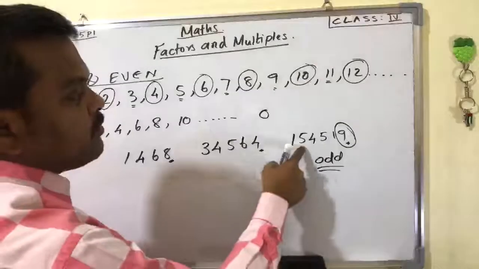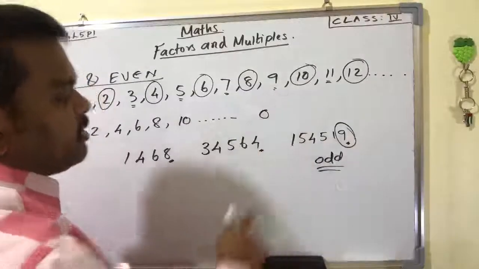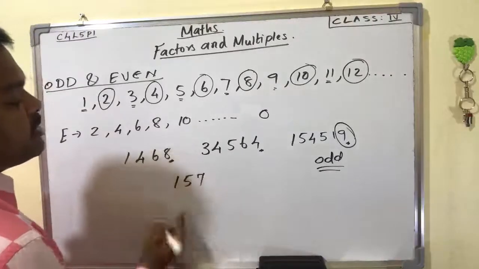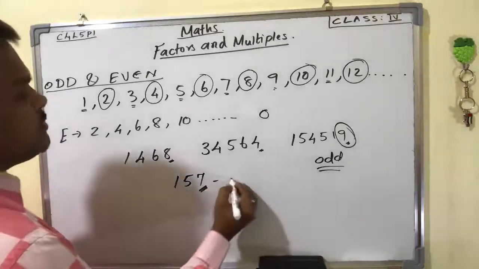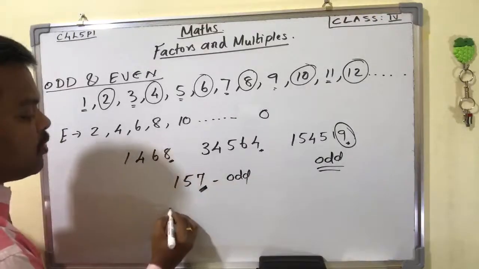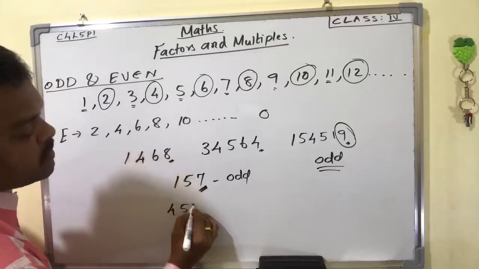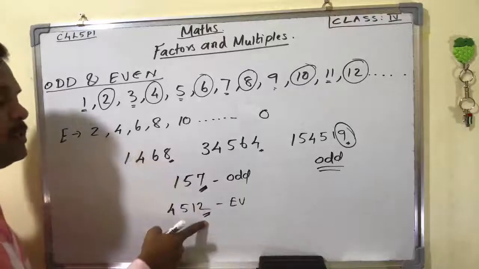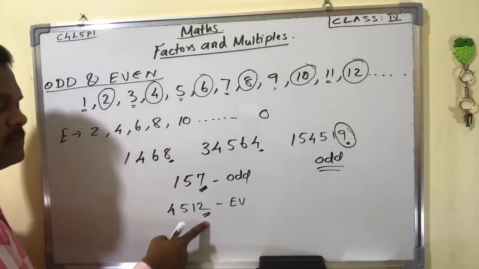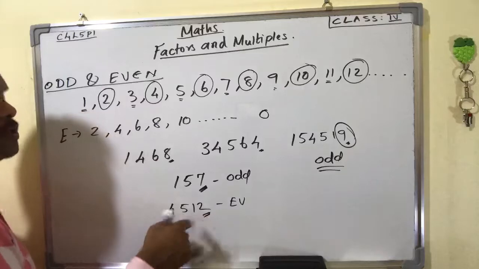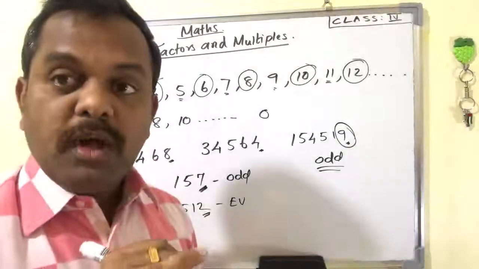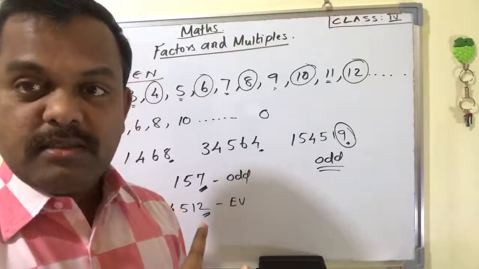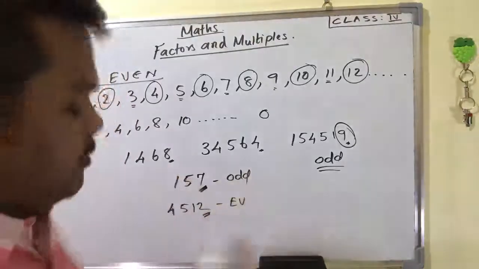Okay, so 1,54,519 is an odd number. One more example, 157. Check the last number, 7. So this is an odd number. And 4,512. Check the last number, 2. This is an even number. So if the ones place digit is a multiple of 2, I mean 2, 4, 6, 8 or 0, we can say that is an even number. So this is odd numbers and even numbers.